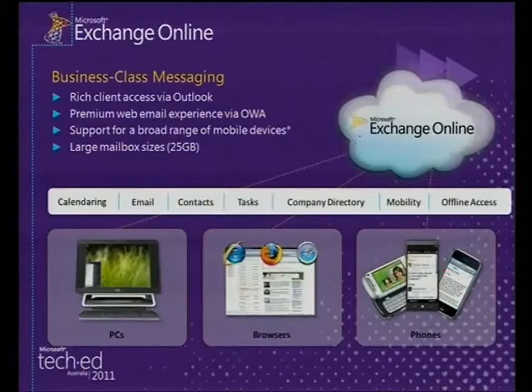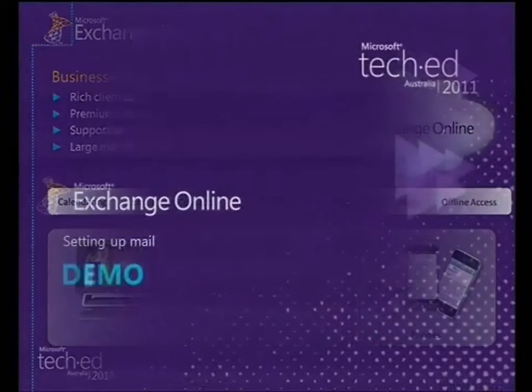Exchange Online provides all of that, along with the 25 gig mailbox, as you can see there, and access from a broad range of devices out of the box with no additional charge. That means any ActiveSync device: your Nokias, your iPhones, your Windows Phone 7s, and Androids. So it's a rich experience. It is the Exchange platform.